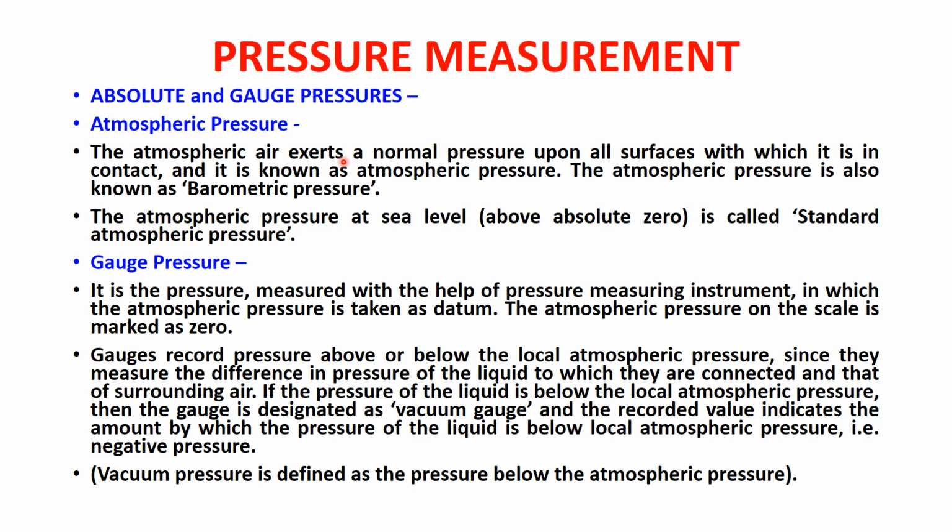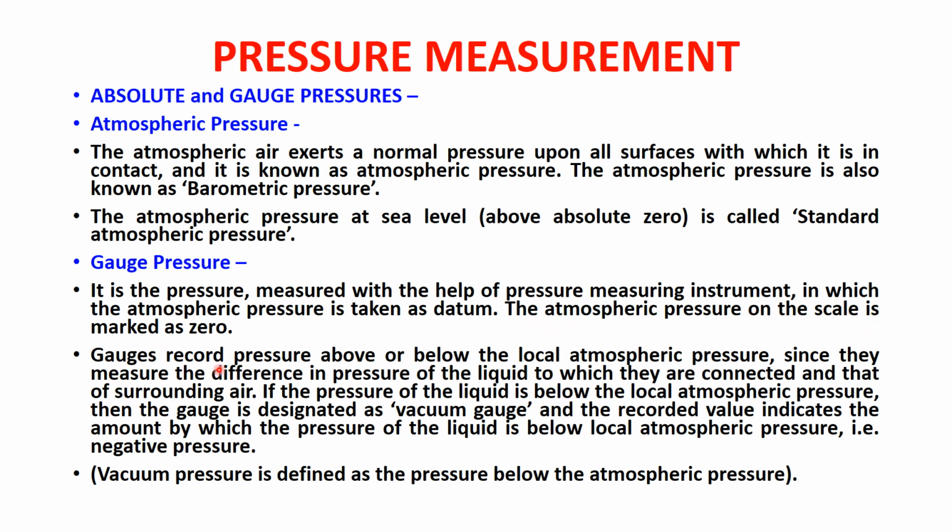Now the next type of pressure is gauge pressure. It is the pressure measured with the help of a pressure measuring instrument, in which the atmospheric pressure is taken as the datum. What is the datum here? Datum means a standard reference value. So here atmospheric pressure is taken as the standard reference value. The pressure above atmospheric is, remember, always a gauge pressure. I will repeat again: pressure above atmospheric pressure is always a gauge pressure. The atmospheric pressure on the scale is marked as 0.